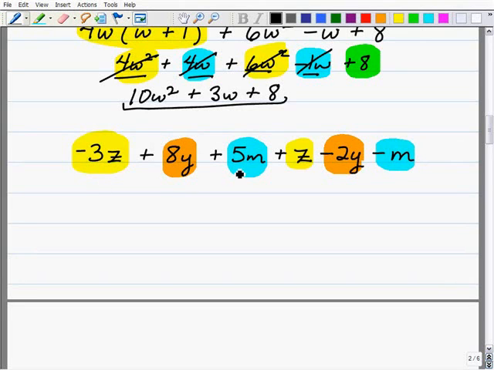Now in this case, they're all at the same power, the power of 1, so it doesn't make a difference what order you write them in. So I'm just going to go from left to right. Negative 3z plus 1z, remember there's a 1 there, is negative 2z. I'll cross them out just so I can keep track of what's going on. 8y plus a negative 2y is going to be plus 6y. Cross those out. Now I have 5m plus a negative 1m, that'd be plus 4m.